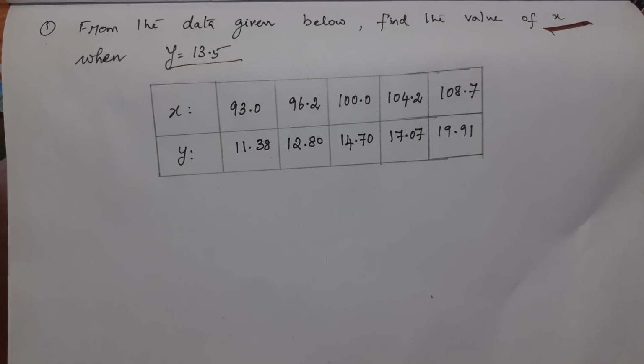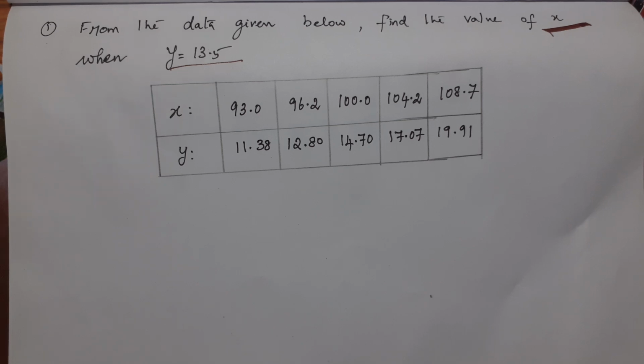The x values are 93, 96.2, 100, 104.2, 108.7, and the respective y values are given. We are going to find what is x for a given y value of 13.5. First, make sure whether the given x values are of equal interval or unequal interval. We can apply the Lagrange formula whether the x values are of equal interval or unequal interval. For both cases, we can apply the Lagrange formula. But if it is of unequal length, definitely this formula can be applied.